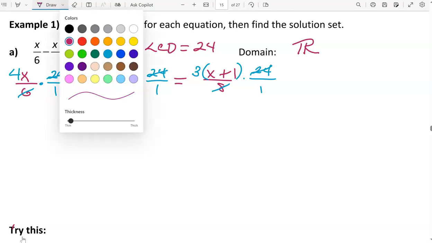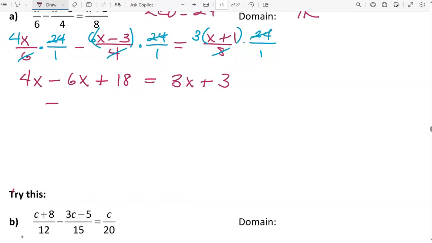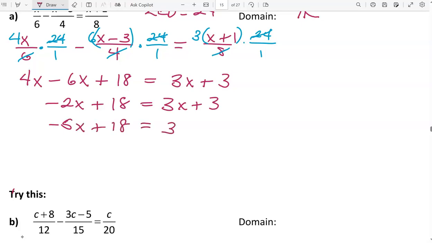So now we're going to distribute 4x minus, and remember we're distributing minus 6, so minus 6x plus 18 equals 3x plus 3, once we've canceled those common factors. Next we have negative 2x plus 18 equals 3x plus 3 when we add like terms. Let's subtract 3x from both sides, and then subtract 18 from both sides, and that'll give us 5x is equal to negative 15, and x is equal to 3.